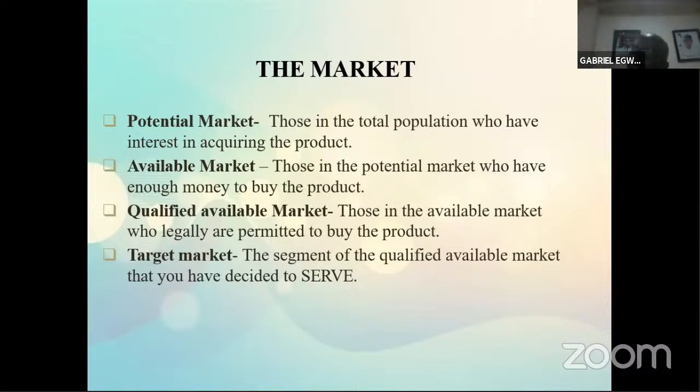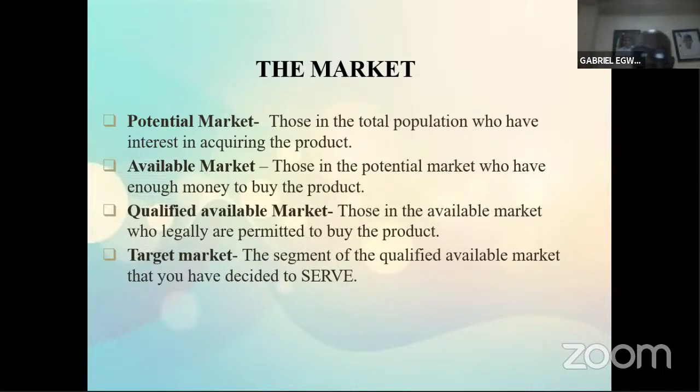Then there's a qualified available market. Those in the available market who are legally permitted to buy the product. There are some products that certain age brackets of people are not allowed to buy. For instance, alcoholic beverages and tobacco products. You see, it's not for under 18. You get the point? That's why you don't advertise. So legally, there's a restriction on that. So the people are qualified by law not to buy. Do you understand what I mean?